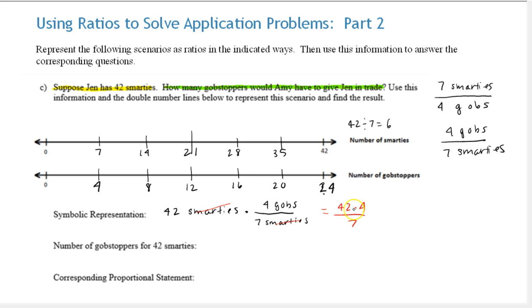Okay, so now I'm going to simplify this. So 42 divided by 7, just like we did here. It won't always simplify this nice, but here it does. 42 divided by 7 is 6, 7 divided by 7 is 1, and 6 times 4 is 24 Gobstoppers. And notice the units we want remain. So the number of Gobstoppers for 42 Smarties is 24 Gobstoppers.